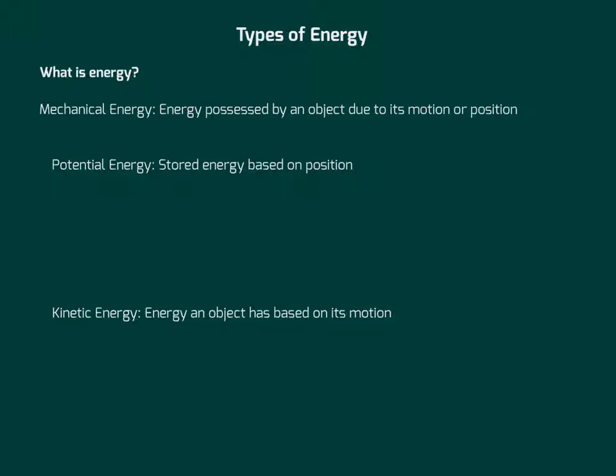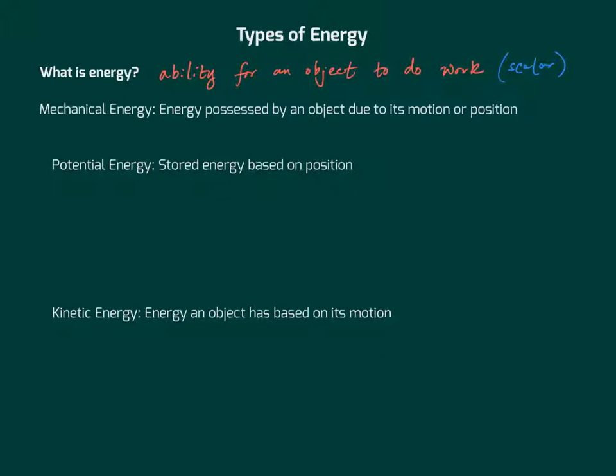We say that energy is the ability for an object to do work. Okay, so energy is the ability for an object to do work. And energy is a scalar quantity, just getting that out there. Energy is a scalar quantity.